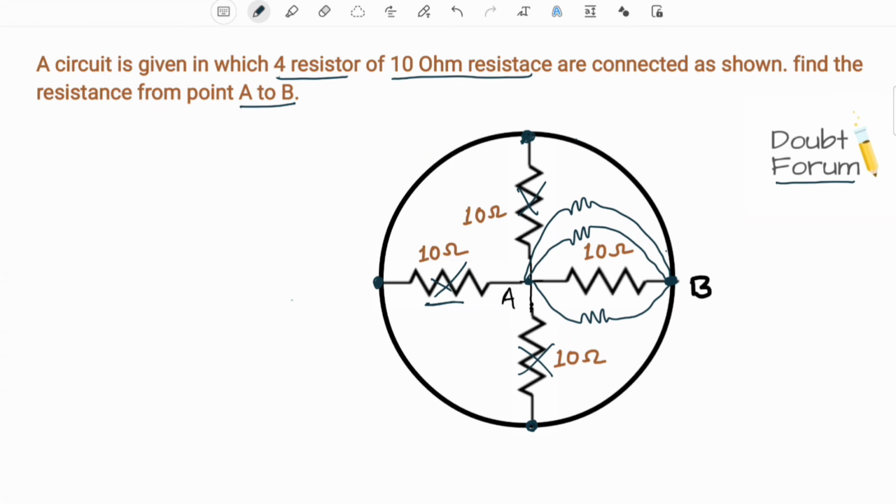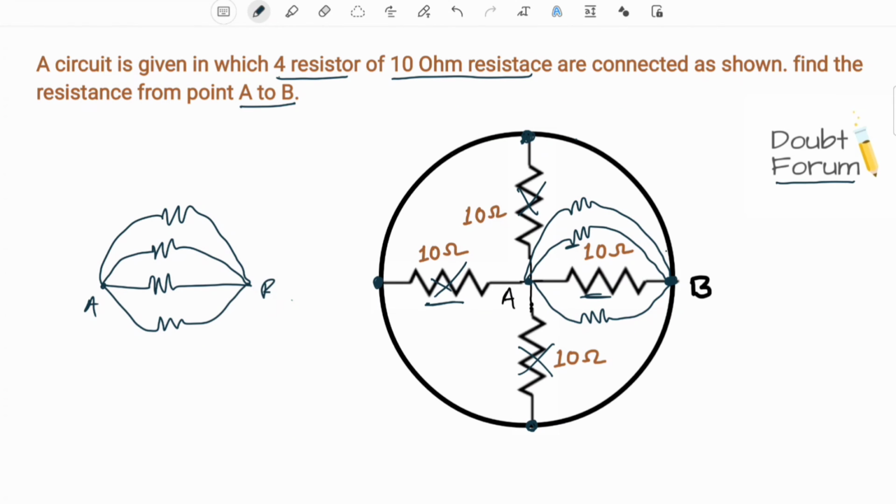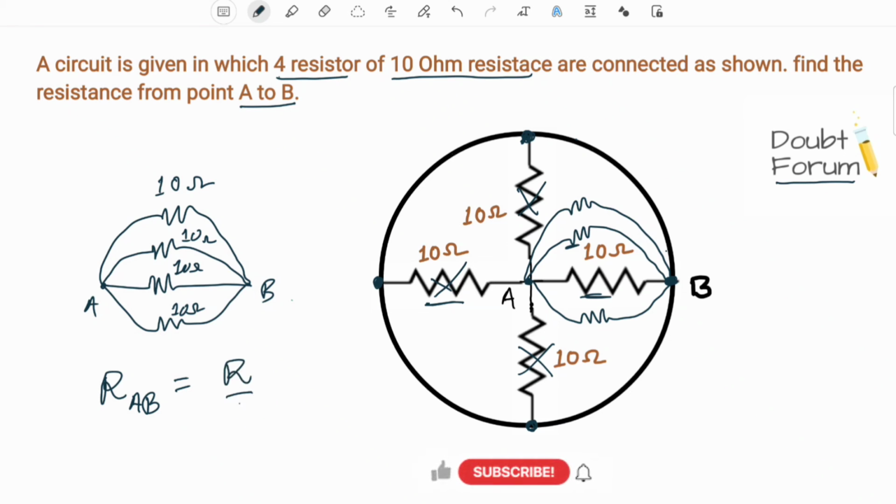Now, to simplify, if this is our point A, this will be the resistor, this one. This will be this one. This will be the third one, and now finally the fourth one. So this will look like this. The value of each resistor is 10 ohm, 10 ohm, 10 ohm, and 10 ohm. And as we can see here, all the 4 resistors are connected in parallel. So the equivalent resistance between A and B, if these are in parallel with the same value, will be R by 4.